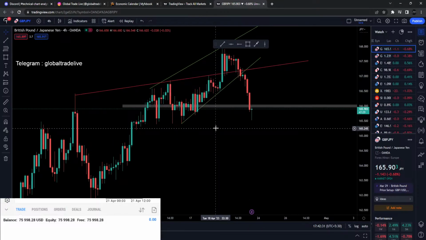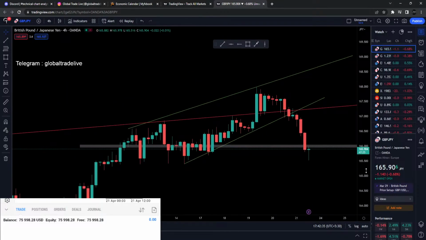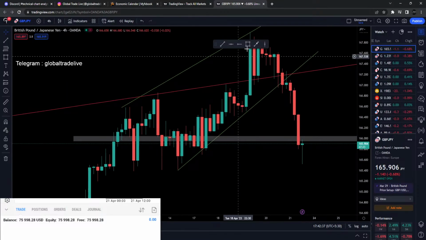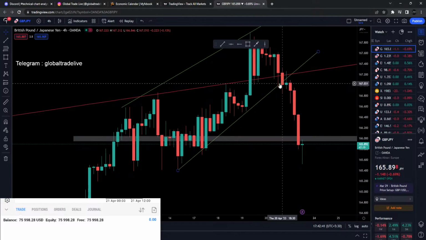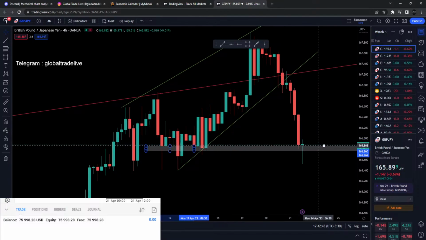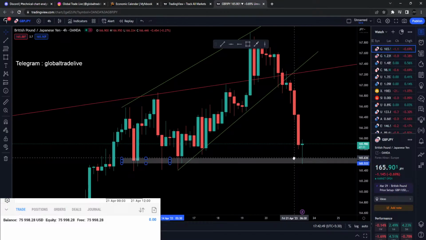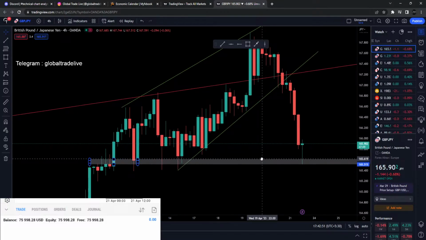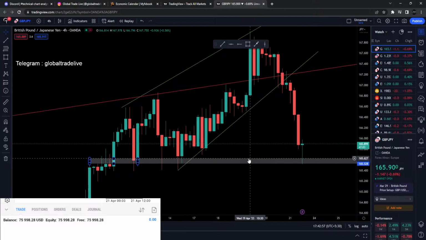Okay, so now if we talk about the 4-hour market structure, then the market is moving down right now. Okay, so market was moving down, it formed a resistance up over here, then it went down. And if we talk about some support areas, then this area over here is a strong support zone. So the market went down and it has rejected the same area over here.